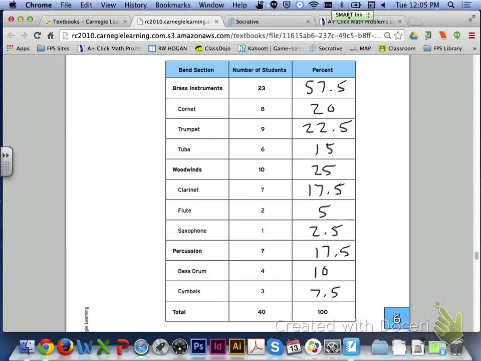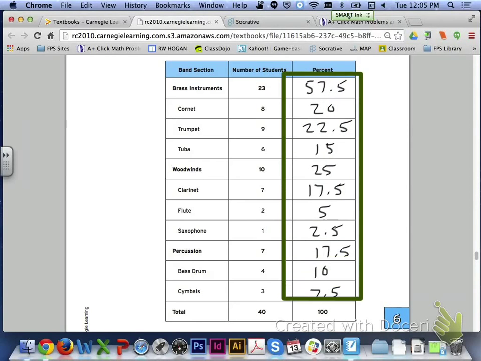Now, something that we want to make sure we understand, if we look at these 3 numbers here, they should all add up to that 57.5% that we got for the brass instruments. If we look at the woodwind instruments, these 3 numbers here should add up to our 25% that we had for the woodwinds. And if we look at the percussion instruments, these 2 numbers should add up to the 17.5% that we got for the percussion. And overall, if you looked at every single one of these together, when you add these up, you should get your 100%.